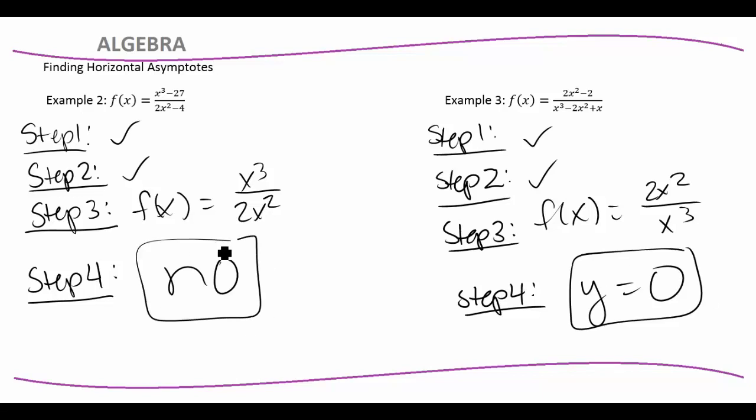And so we've done an example of each case. So I think you know how to determine horizontal asymptotes.